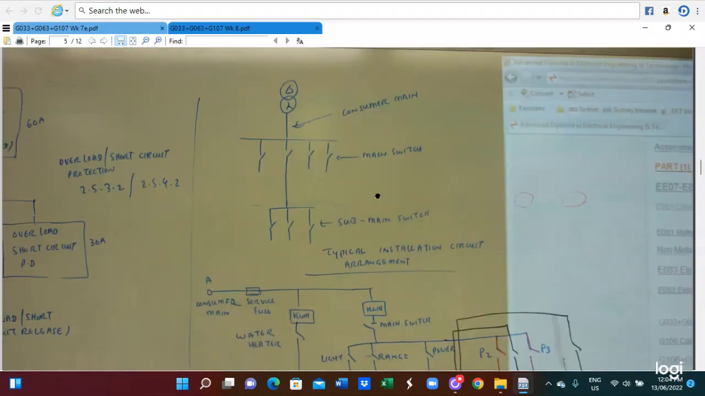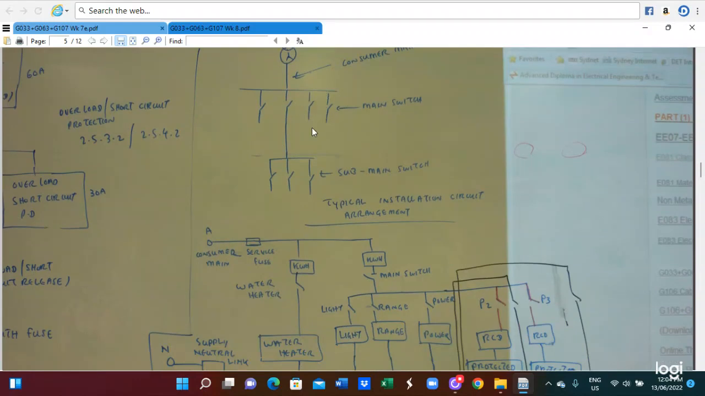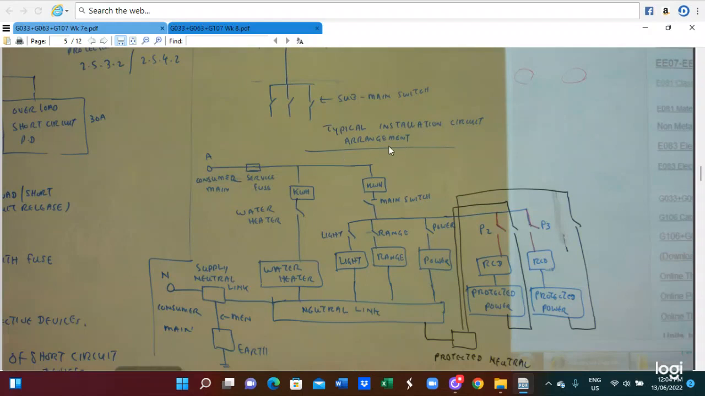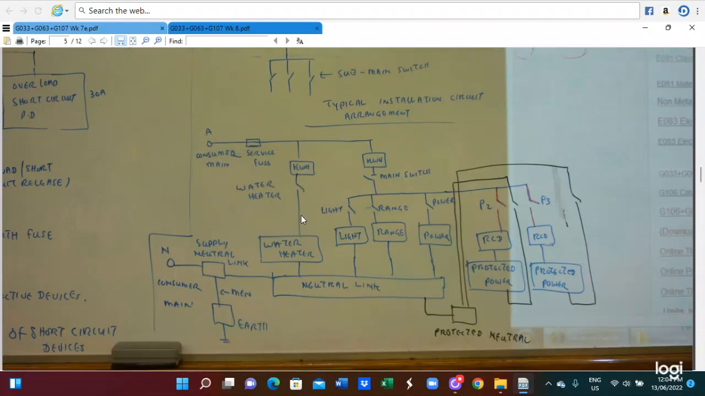So in this case, in our protection circuit, this is a consumer here. Here we locate the main switchboard, and here we locate the sub switchboard. So this is a typical installation circuit arrangement. Supply here, consumer service, kilowatt hour meter. This is for the water heater. We supply the water heater, kilowatt hour meter, and switchboard, and we connect it to the light and the power. Also, we connect the RCD protected devices, and this neutral is the RCD protected neutral. So this is a protected neutral, and here it is connected to the neutral link.